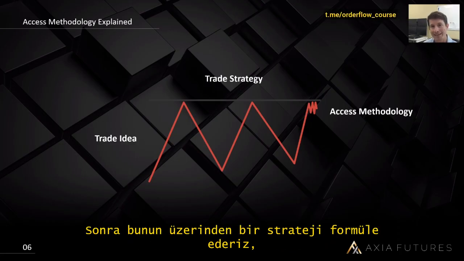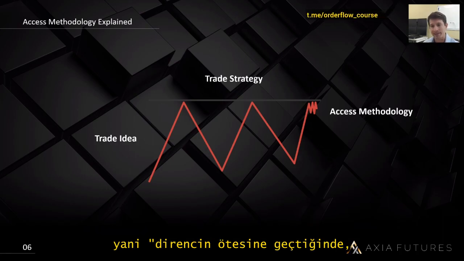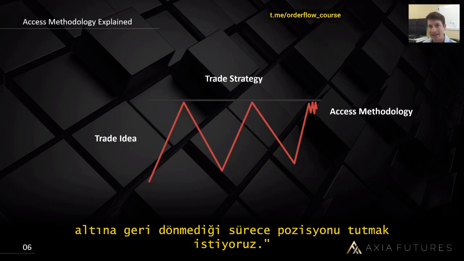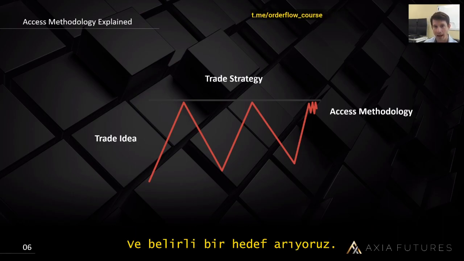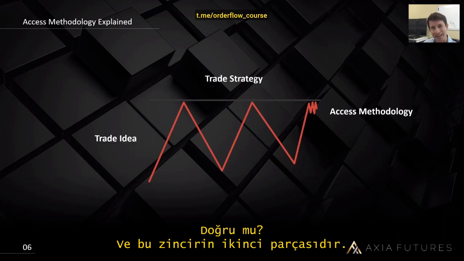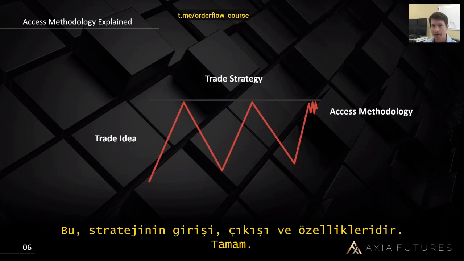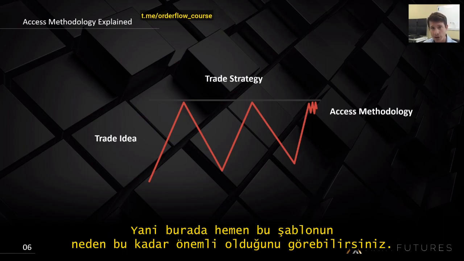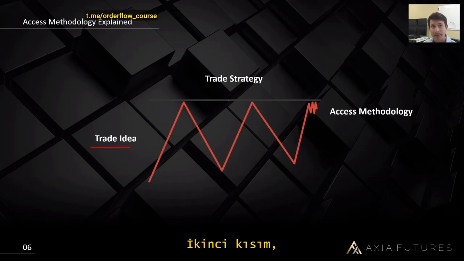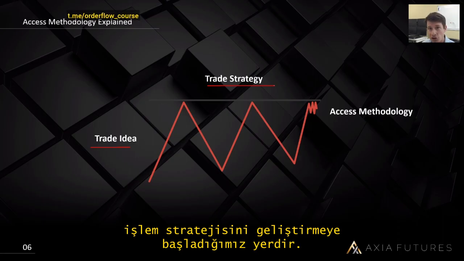We then formulate a strategy off of that, which is, when it gets beyond resistance, we want to be a buyer and we want to hold so long as it doesn't come back below that resistance. And we look for a specific target. So we start to define a strategy based on a number of observations we've viewed, right? And that's the second part of the template. That's the entry and the exit and the characteristics of the strategy. Okay, so straight away, you can see why this template's so important, because the first part allows us to develop this thing called the trade idea. The second part is where we start to develop the trade strategy.